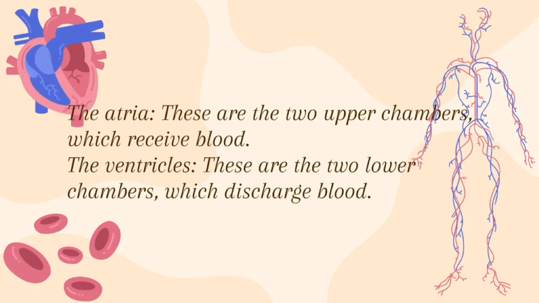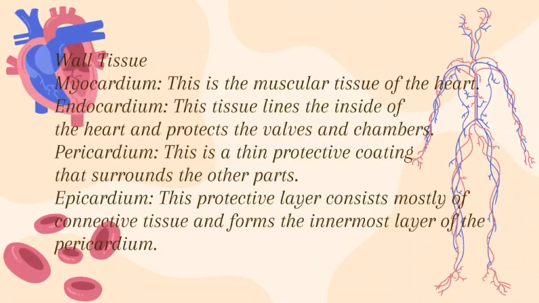The atria, these are the 2 upper chambers which receive blood. The ventricles, these are the 2 lower chambers which discharge blood. Wall tissue, myocardium, this is the muscular tissue of the heart. Endocardium, this tissue lines the inside of the heart and protects the valves and chambers. Pericardium, this is a thin protective coating that surrounds the other parts. Epicardium, this protective layer consists mostly of connective tissue and forms the innermost layer of the pericardium.